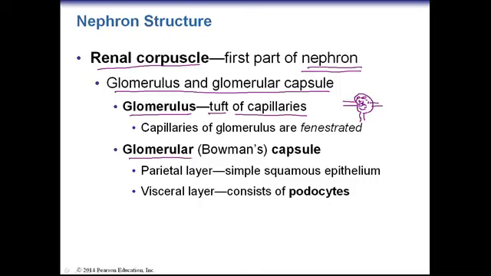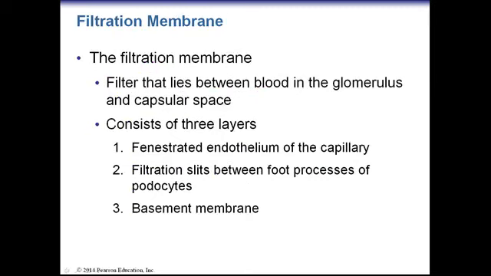So the glomerular capsule, the old name is Bowman's capsule, so if you see that anywhere. It has visceral and parietal layers of simple squamous cells and podocytes. Now we'll see a picture of that, it'll make it clearer. The filtration membrane is actually the membrane of the capillary, the filter that lies between the blood in the glomerulus and the capsular space.